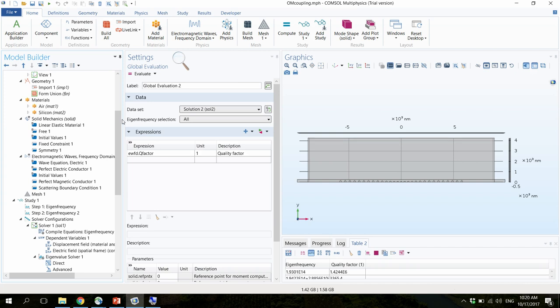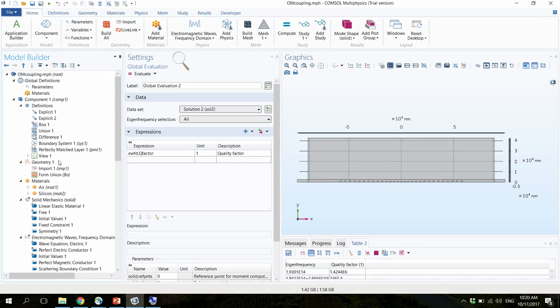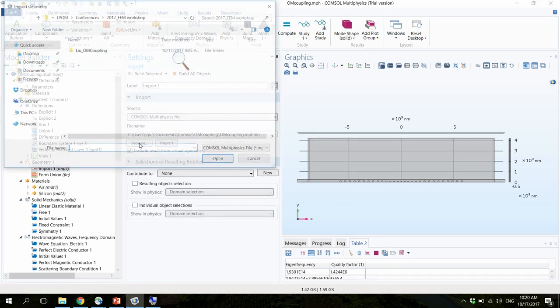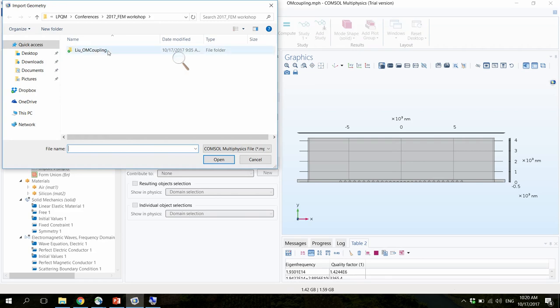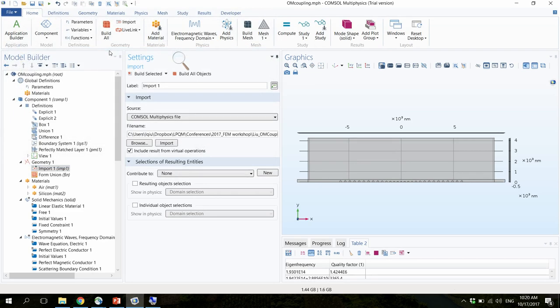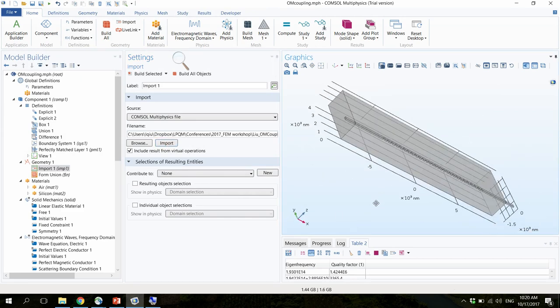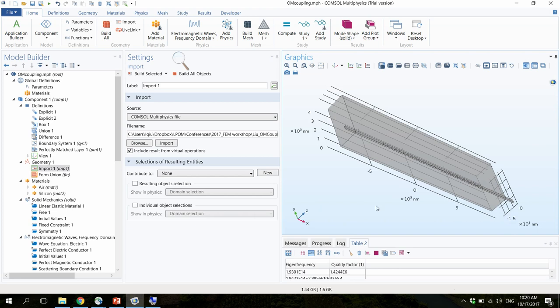So now if you're confident, you can just import your geometry, the right geometry. And then you can start the rest of the calculations, simulations.